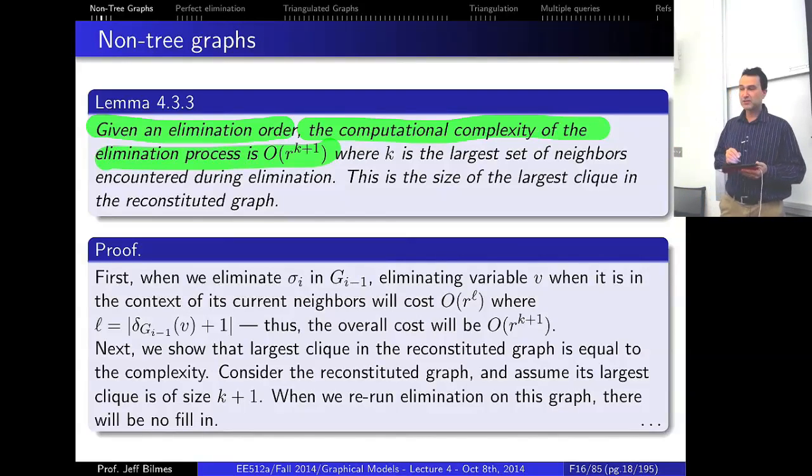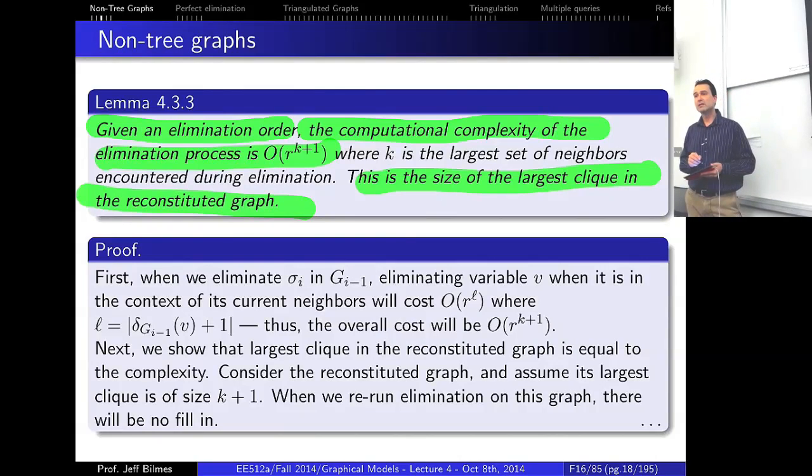And what is k? k is the largest set of neighbors encountered during elimination. So you're eliminating variables, and each time you eliminate a variable, that variable has a set of neighbors. And k is the largest set of neighbors you encounter as you're going along eliminating variables. And moreover, this k plus 1 is the size of the largest clique in the reconstituted graph.